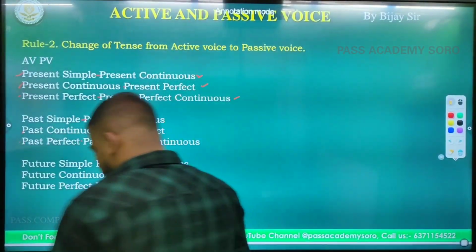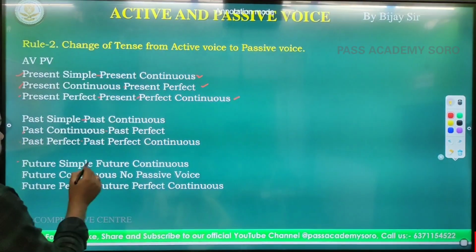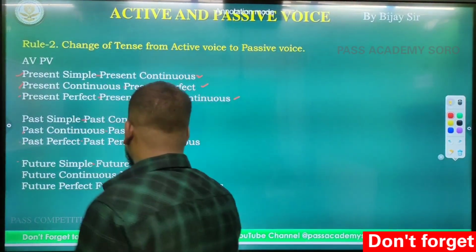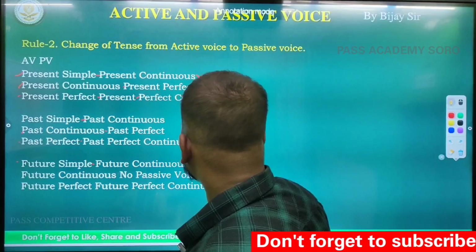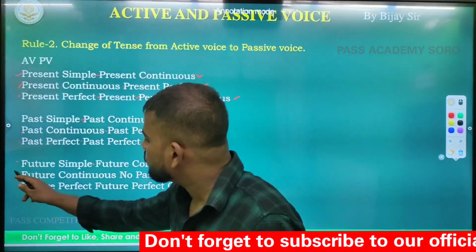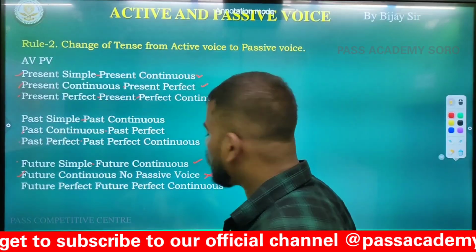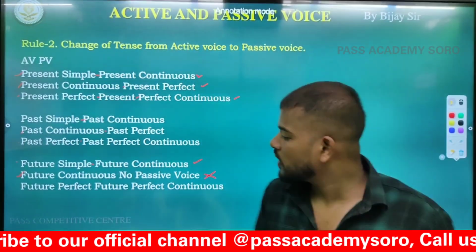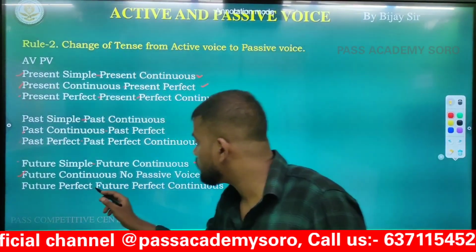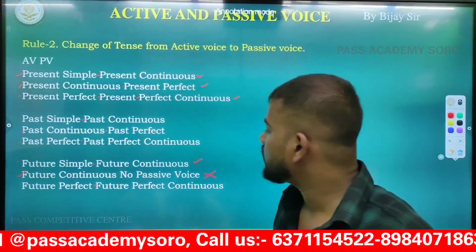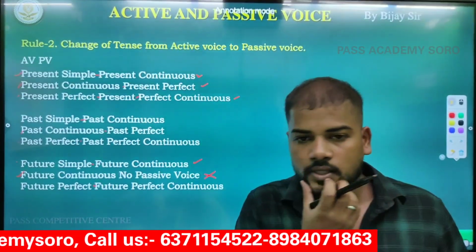Then future. If our sentence is in future simple, dear students, we will convert into future continuous. If our sentence is in future continuous, we cannot change. There will be no passive voice of future continuous. Then if our sentence is in future perfect tense, we will definitely change into future perfect continuous.